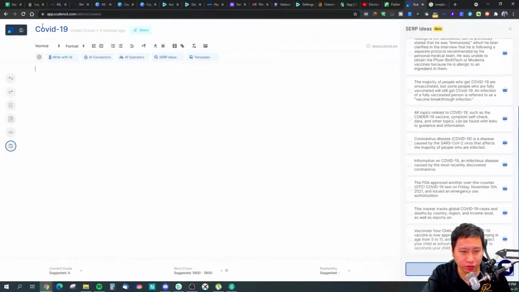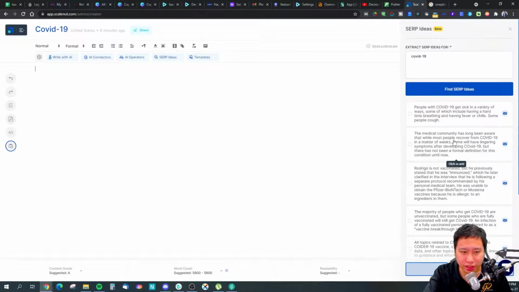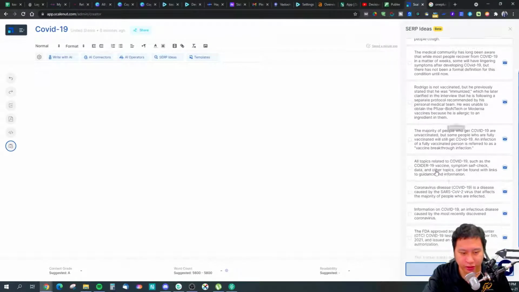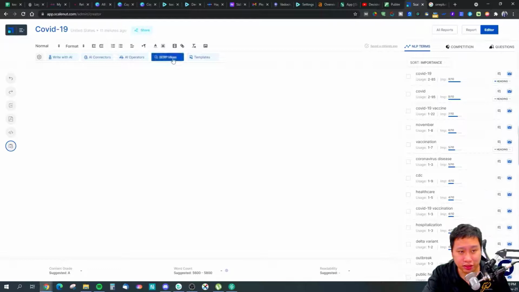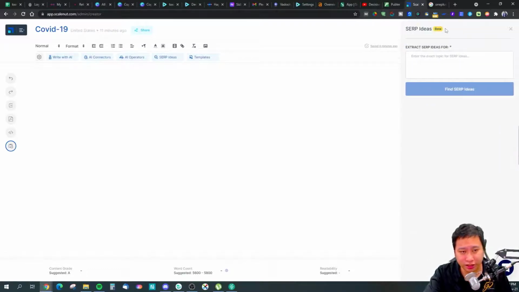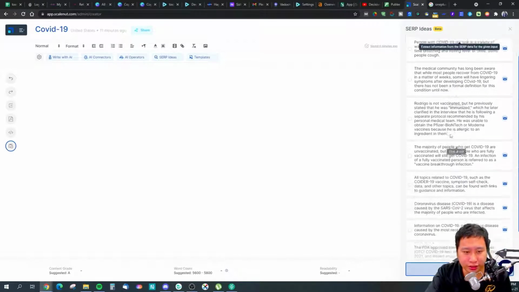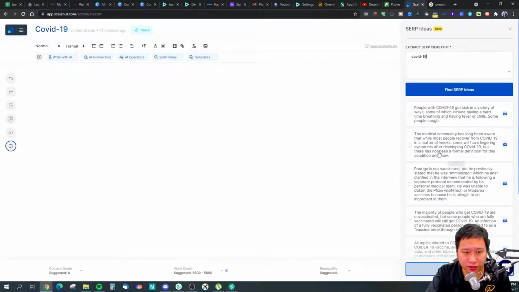So here we are in Scalenut. I have put COVID-19 in here, but of course we can write about anything that we want in this writing pad right here. What happens is that when you click on SERP ideas, it's of course still in beta right now. You can enter the sub ideas that you want, and it has pulled out all these ideas.